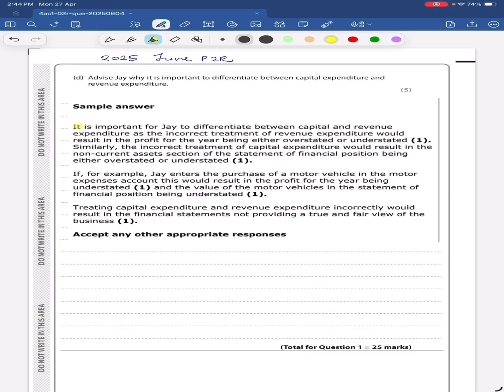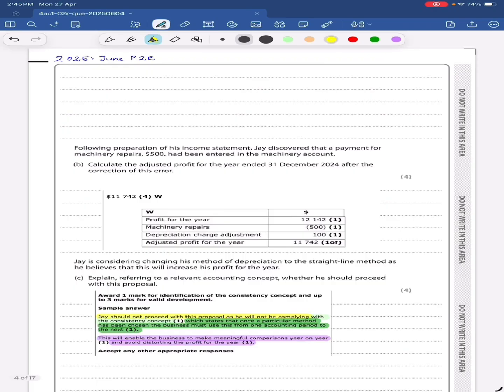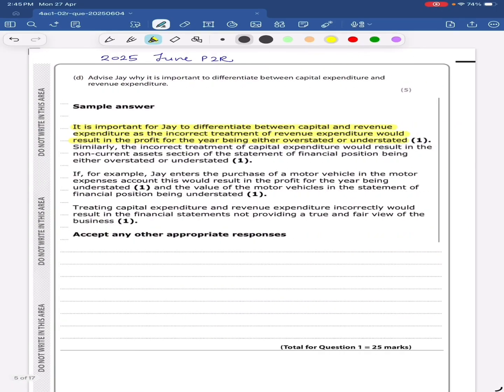Starting with the knowledge. It is important for J to differentiate between capital and revenue expenditure, as the incorrect treatment of revenue expenditure would result, so let me take that to a development point, would result in profit for the year being overstated or understated. Hope you can remember the example which we did here. The example here, an expenditure was considered as an addition to the non-current asset. So it will eventually have an impact on the profit. That's what it states over there.